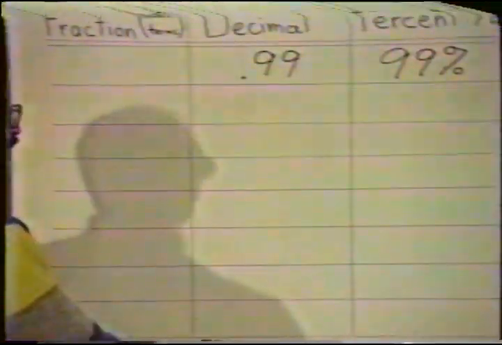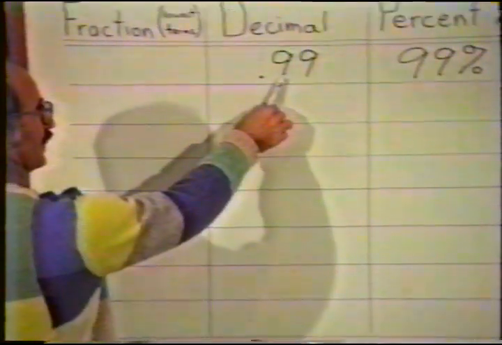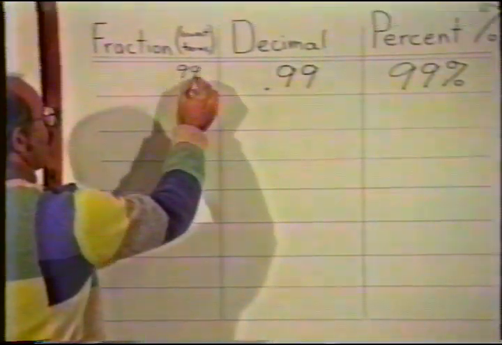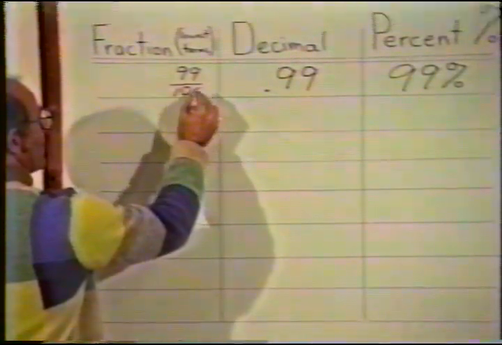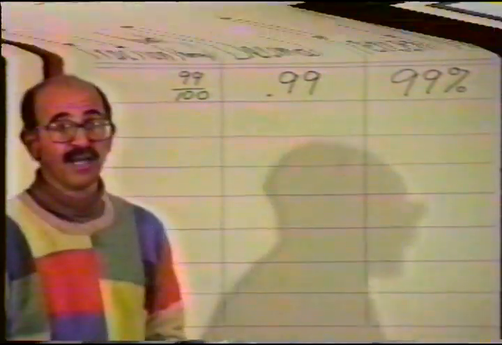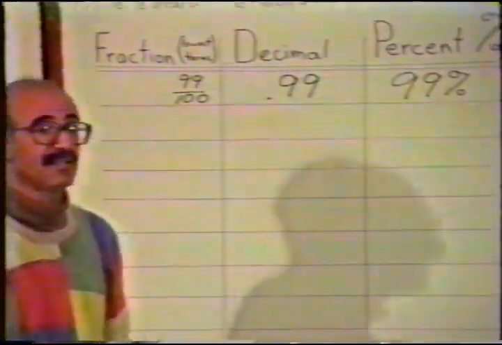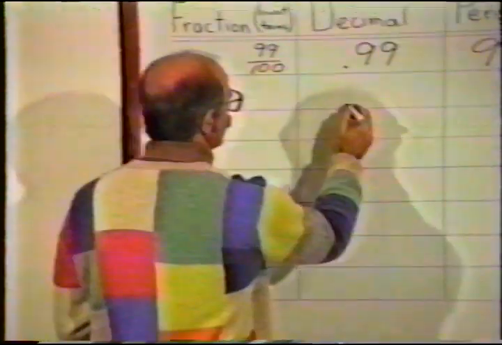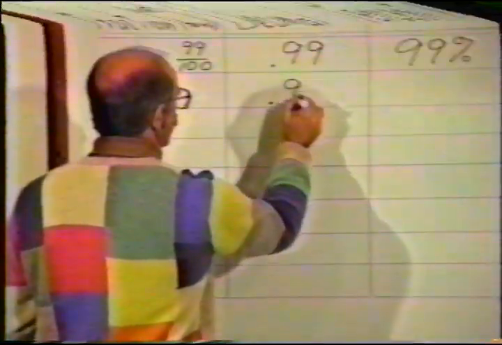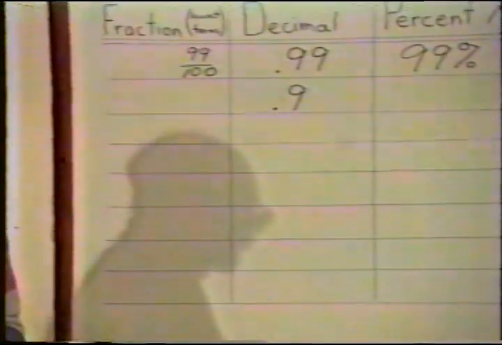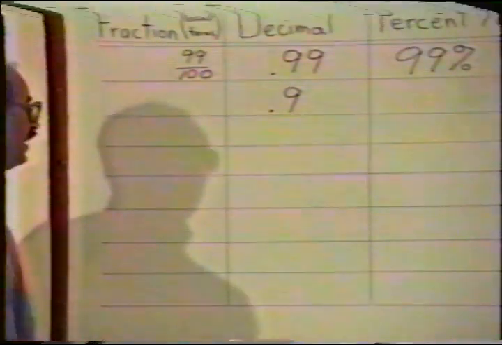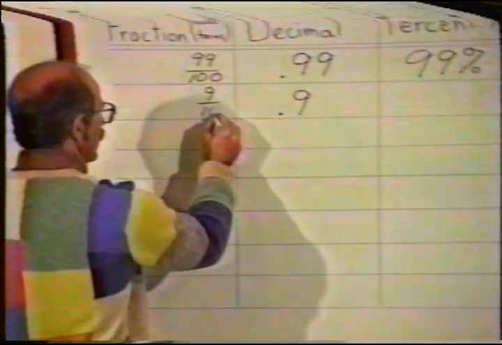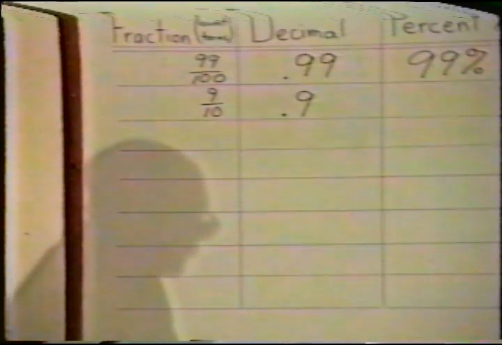Now, when I asked you to read it, you said what? 99 hundredths. I'll just write that as a fraction. 99 hundredths. Can it be reduced? No, it can't. Okay, here's another decimal. What is that number? 9/10. Okay, let's write that as a fraction. 9/10. Can it be reduced?